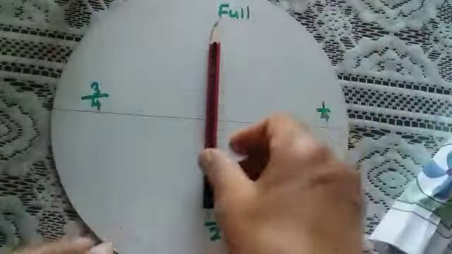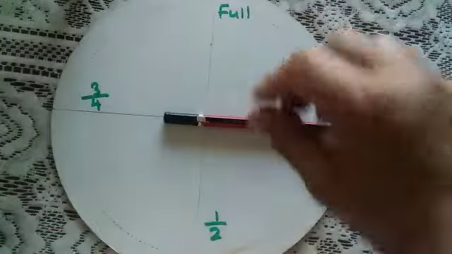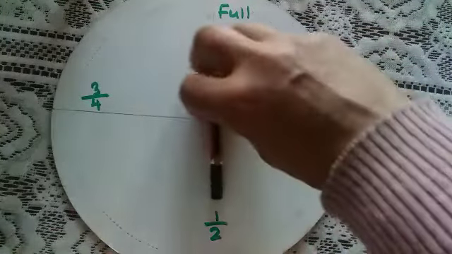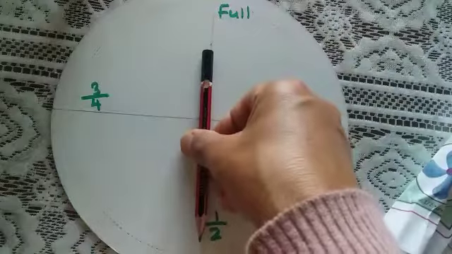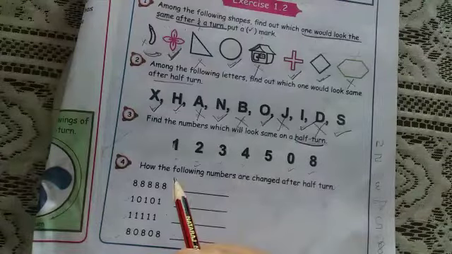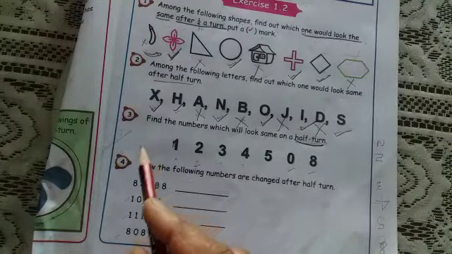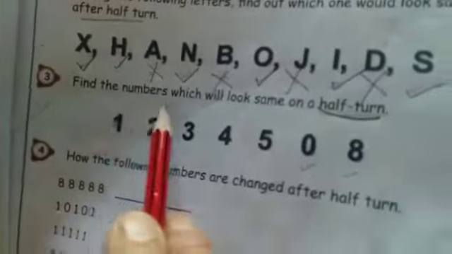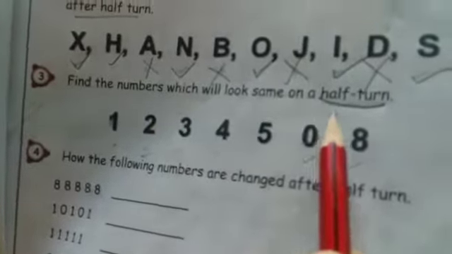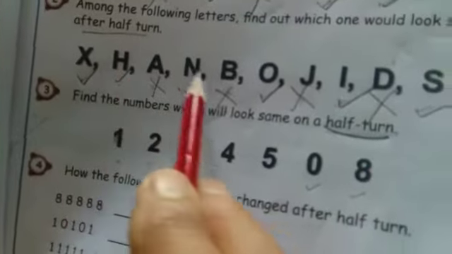Like this, for quarter turn you should understand for any figure: just turn to the right and check how it changes. Half turn means turn it upside down and check. Now, question number 3: you have to take half turn for the numbers. Find the numbers which will look the same on a half turn. The previous sum was with English alphabets, letters. Now we have to check with numbers.